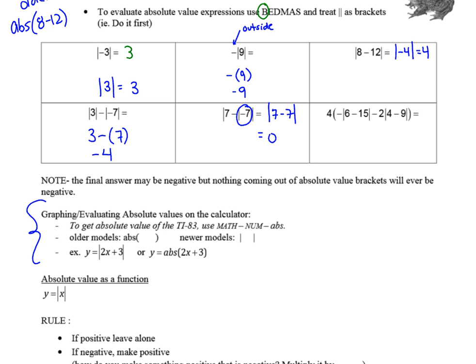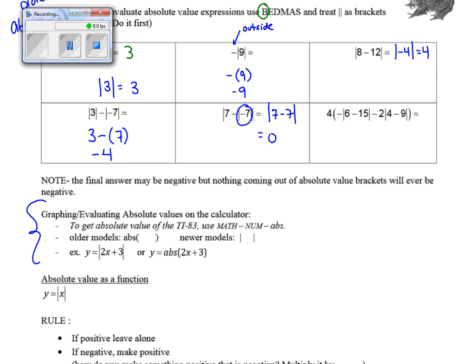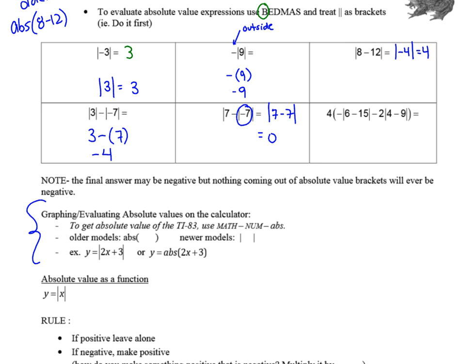Okay, do you want to try this one? Okay, try the last one. You can use your calculator to check if you want, or do it by hand. If you did this by hand, you'd want to work from the inside out, right?